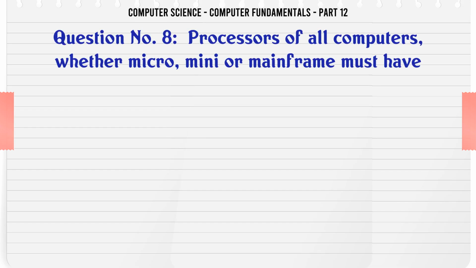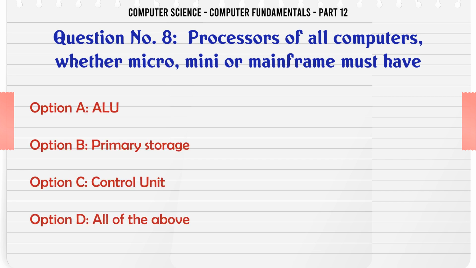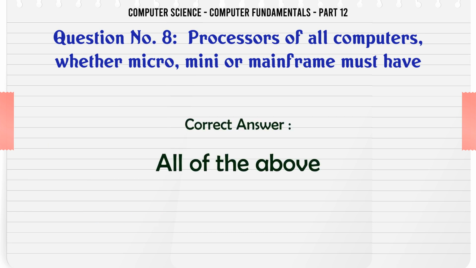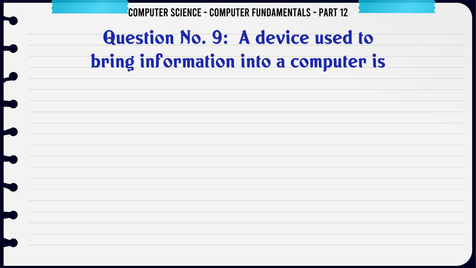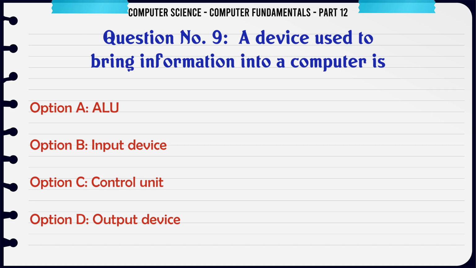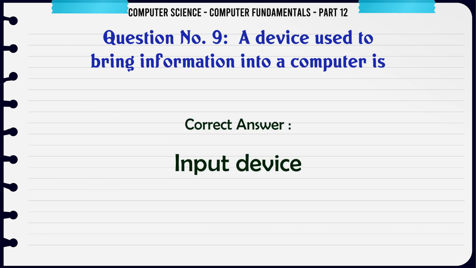Processors of all computers, whether micro, mini or mainframe, must have A. ALU. B. Primary storage. C. Control unit. D. All of the above. The correct answer is all of the above. A device used to bring information into a computer is A. ALU. B. Input device. C. Control unit. D. Output device. The correct answer is input device.